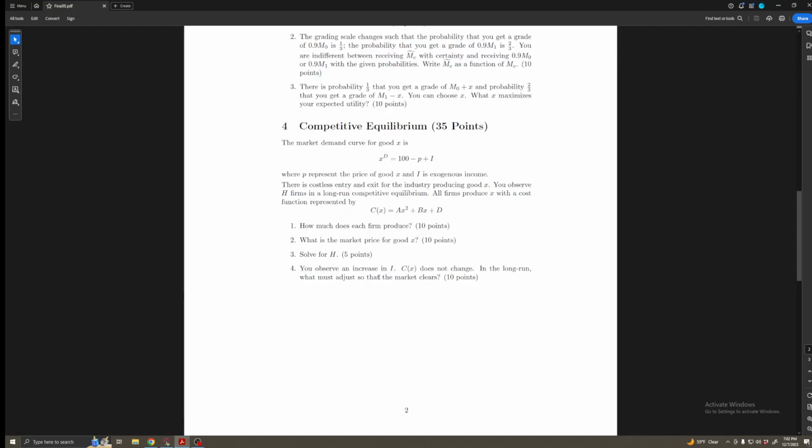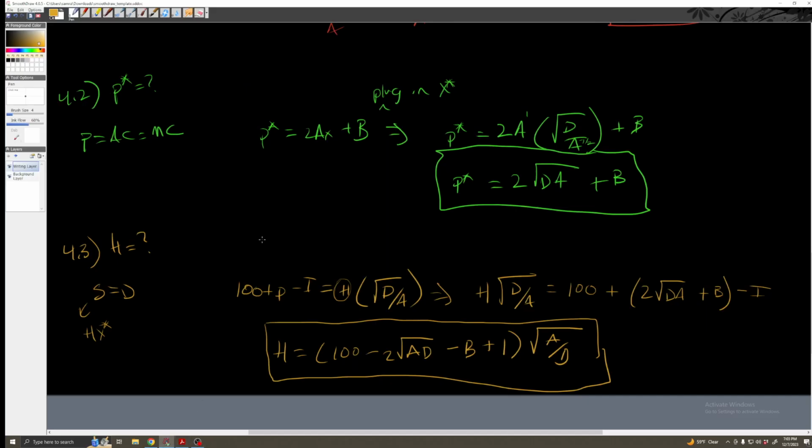All right, you observe an increase in I. C of X does not change, so the cost functions don't change. So one thing that we know about this is that this must be a constant cost industry. In the long run, what must adjust so that the market clears? Well, let's clear this out.